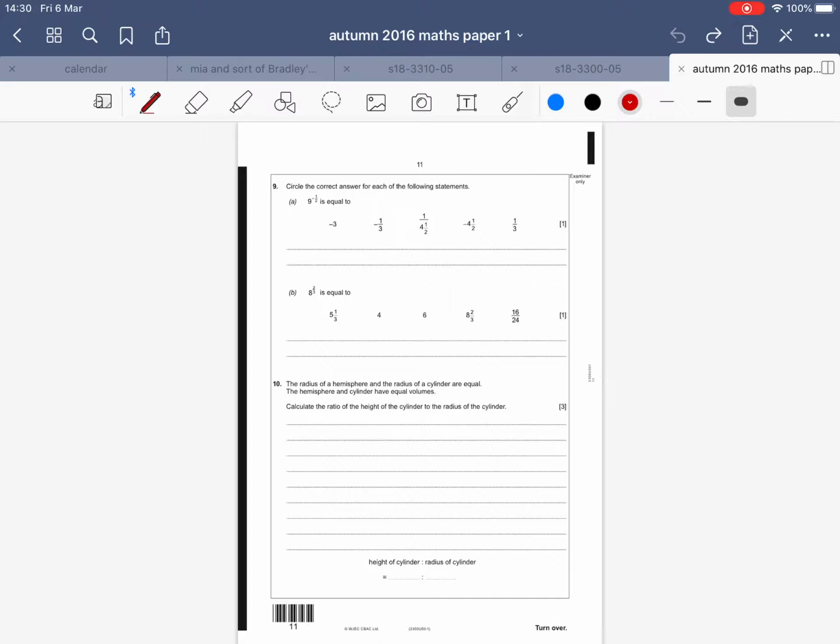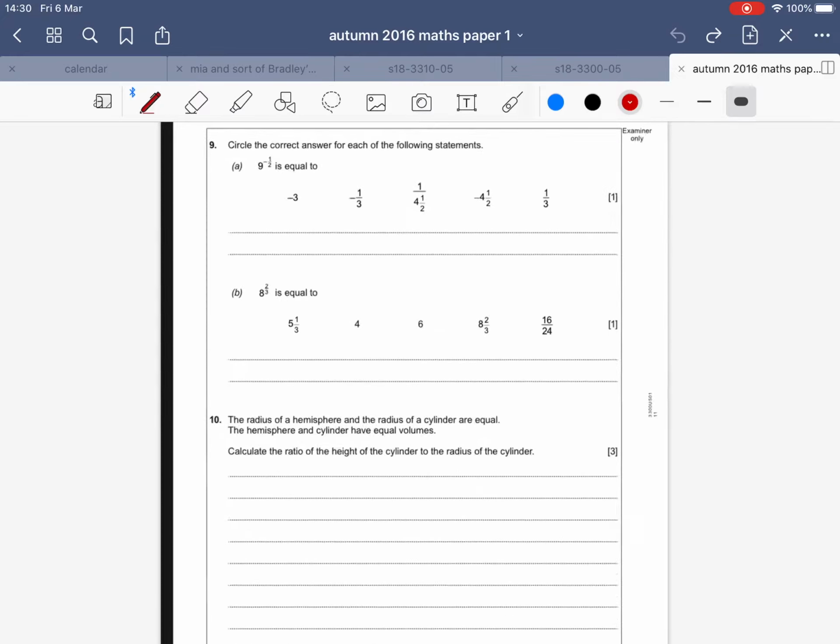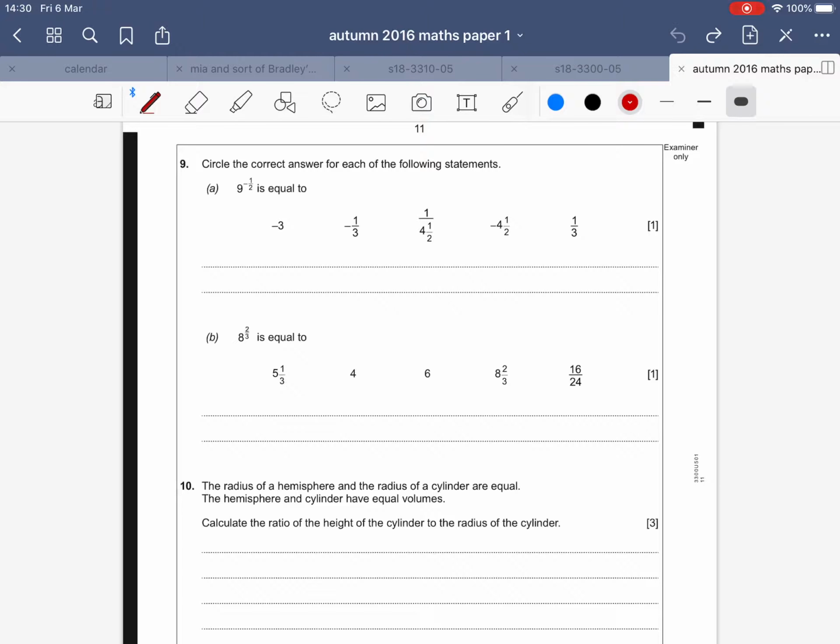This is the second half of the November 16 paper 1. So question 9. Circle the correct answer for each of the following statements.